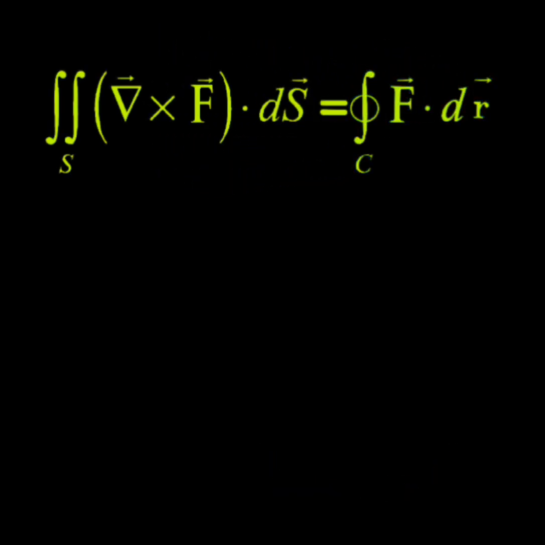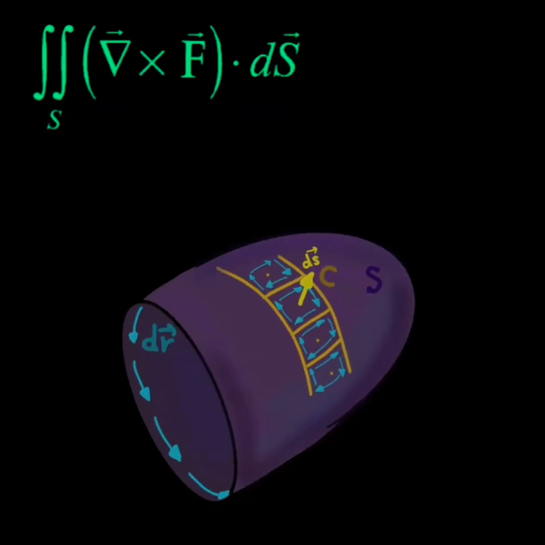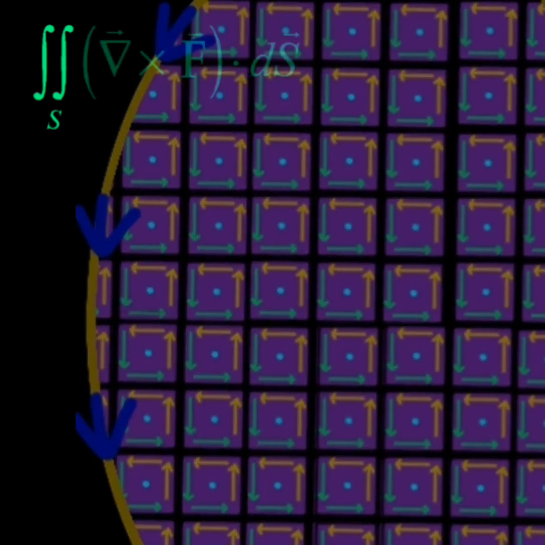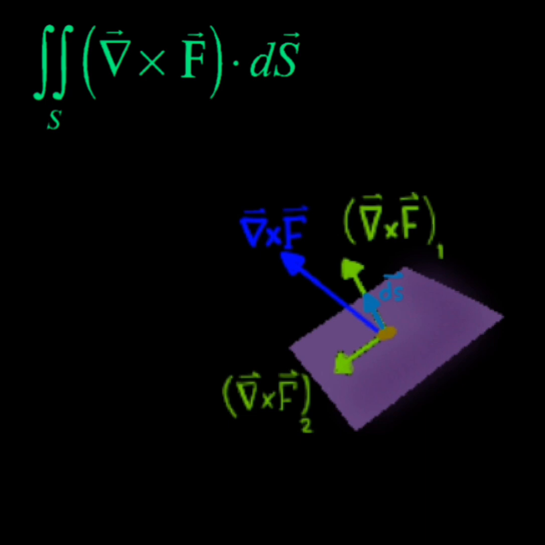And now let's jump to the second part of the equation, the double surface integral. The surface S is not a closed surface. It is bounded by the curve C. dS is an infinitesimal element of that surface. Vector dS is an orthogonal vector to dS for the surface S.